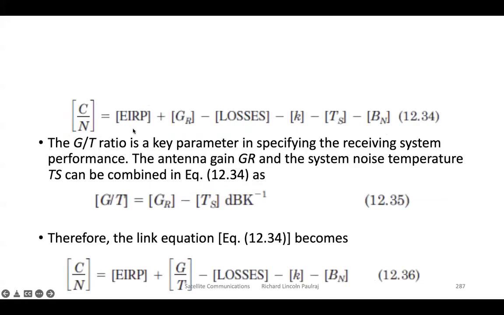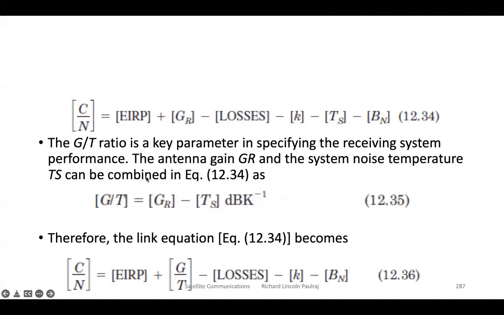Your carrier to noise ratio is going to be EIRP plus gain minus losses, Boltzmann constant, your system temperature, and the bandwidth of noise, the bandwidth allocated for noise. So you can just write what these terms are referring to.